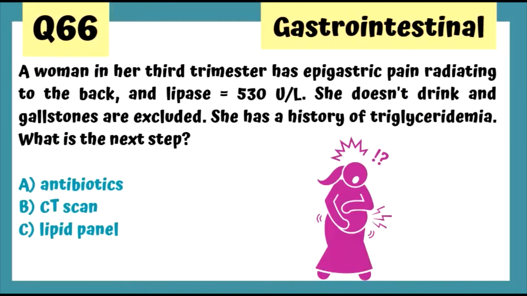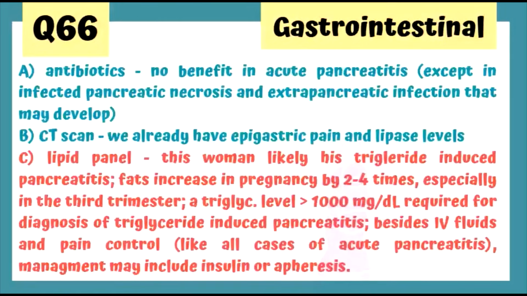Question 66. A woman in her third trimester has epigastric pain radiating to the back. Lipase is 530, really high. She doesn't drink, and gallstones are excluded. She has a history of hypertriglyceridemia. What is the next step? So here, she likely has triglyceride-induced pancreatitis. So we want to get a lipid panel, which is required for diagnosis.